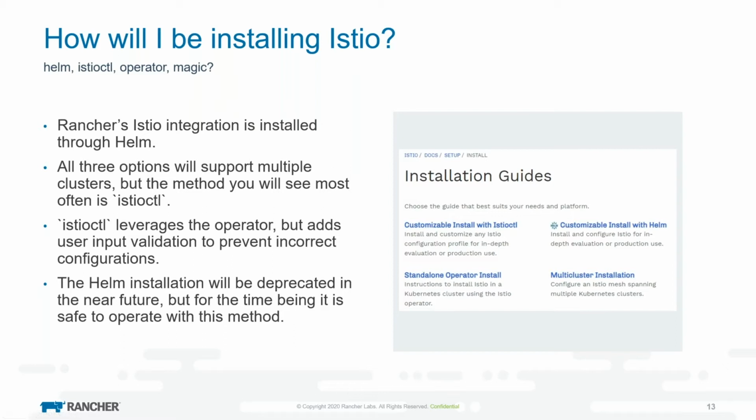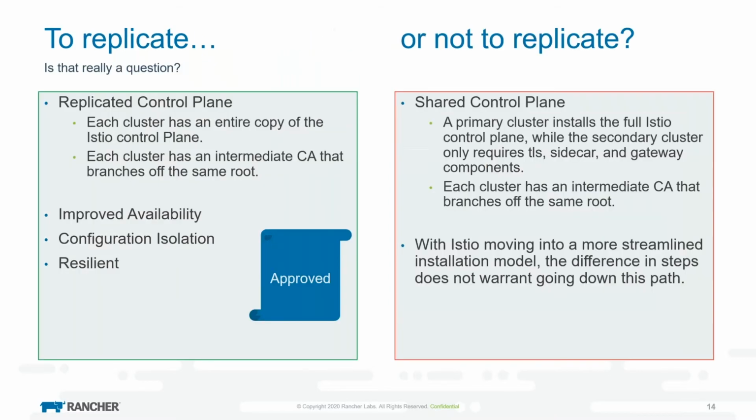But for the time being, we will be using Helm. Again, it works with a multi-cluster configuration, and that's what we'll go forward with. At some point, Rancher will be upgrading to 1.6.x, and ultimately it won't matter to the underlying user what the actual installation method is, as long as we expose the proper configuration options.